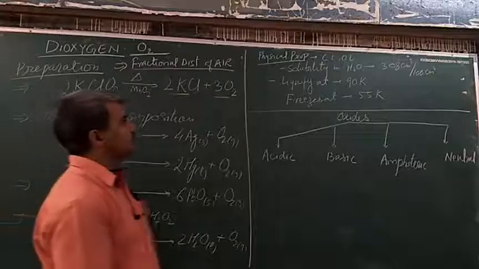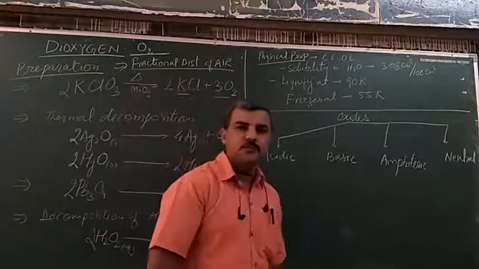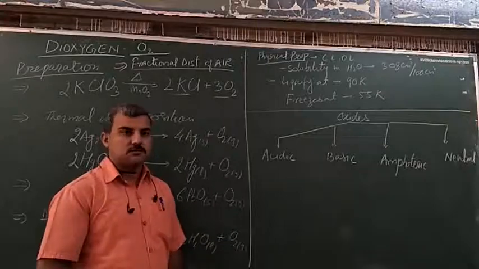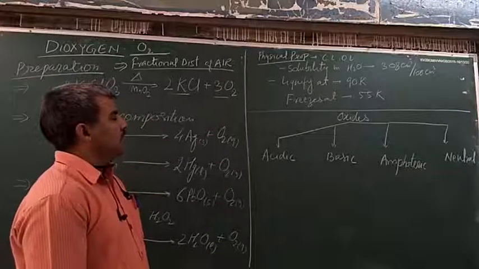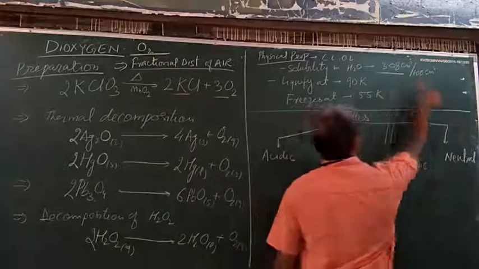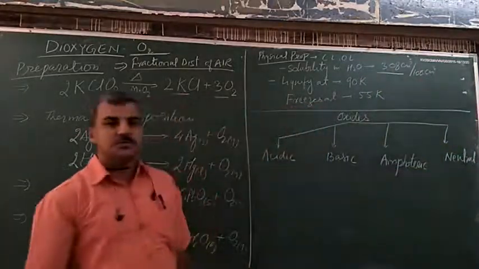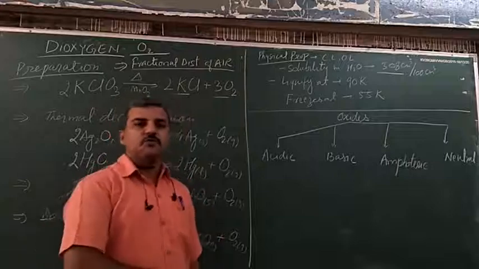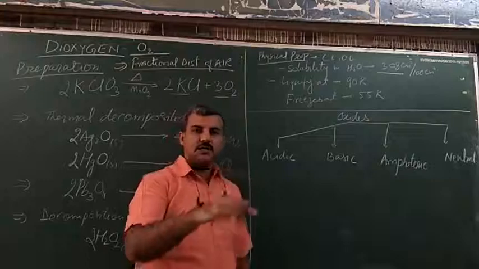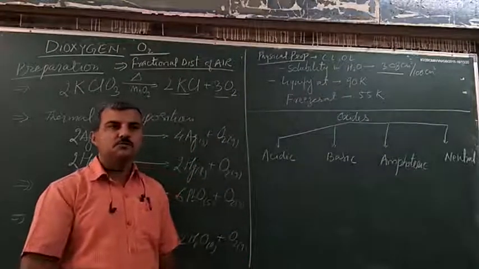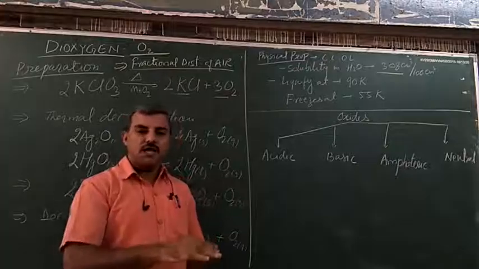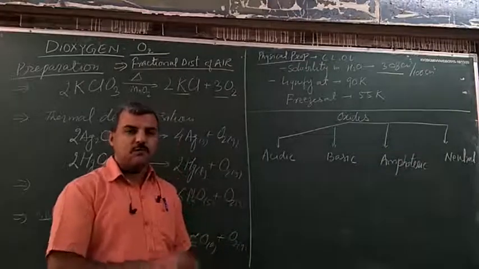Come to physical properties. Already we know that it is a colorless, odorless gas. Okay. Solubility in water is very less, that is 3.08 cubic centimeter per 100 cubic centimeter of water. Means you can say only 3 cubic centimeter in 100 cubic centimeter of water, but it is sufficient enough for aquatic animals and marine animals for breathing.